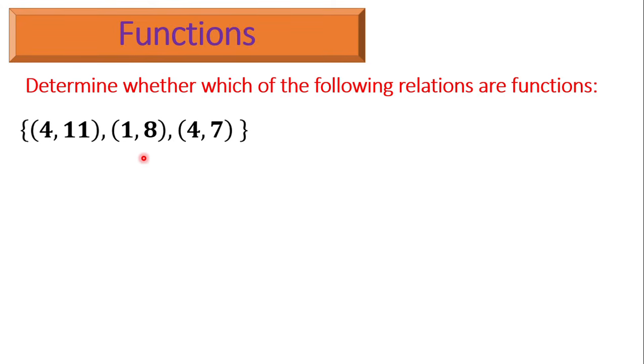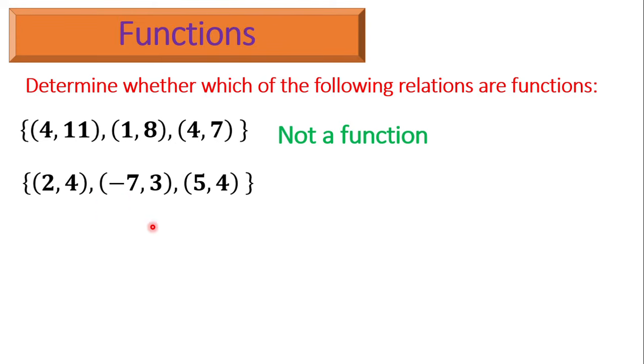So determine which of the following relations are functions. Is this a function? O, pag chinek mo, not. Kasi nga, 4 and 4. Di ba? Naulit. Next, ito. This is a function. 2, negative 7, and 5. Sir, bakit po naulit po yung 4? Eh, di ba, remember, this is only range. Range naman yan eh, okay lang. Walang problema tayo pagka naulit ang range. Ang magkakaproblema tayo pag naulit ang domain, di ba? So, a function siya.